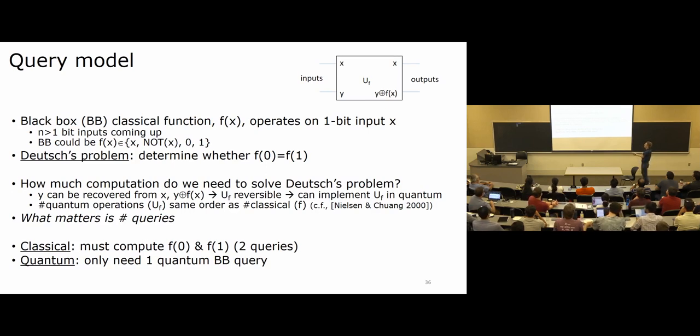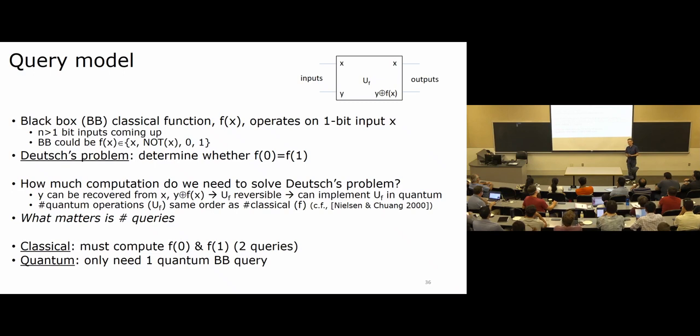So he considers a query model. What is a query model? So imagine that I give you a function, but it's a black box. You don't know what it is. And to keep it simple, let's begin by looking at a black box that operates on one bit in the classical world.